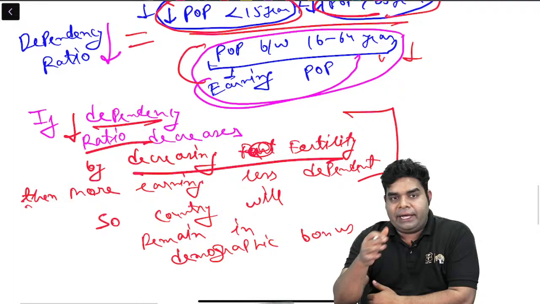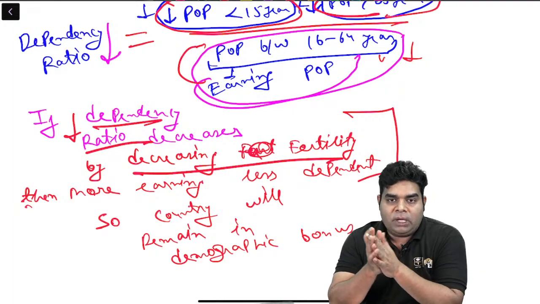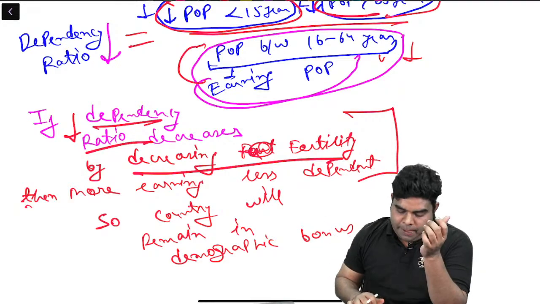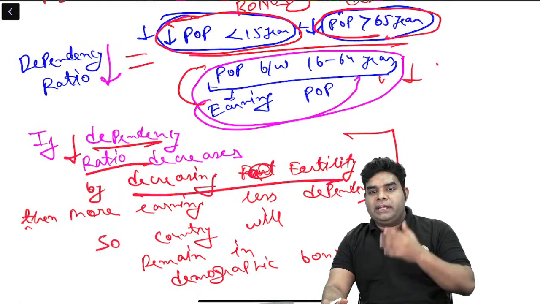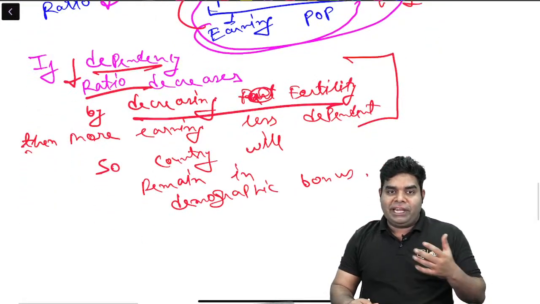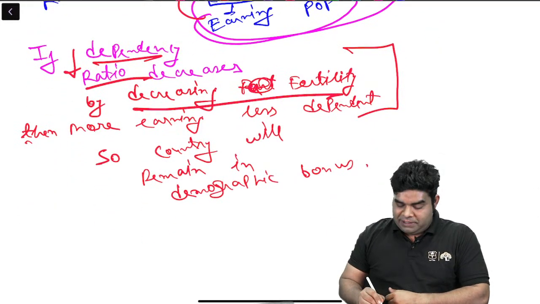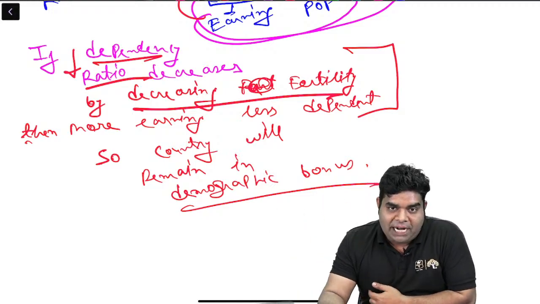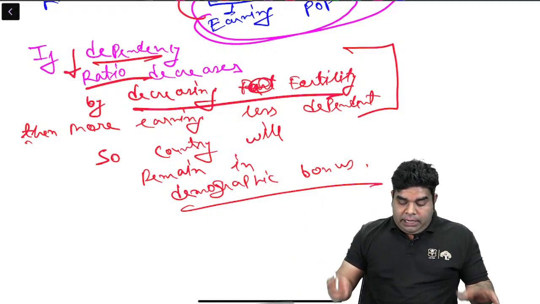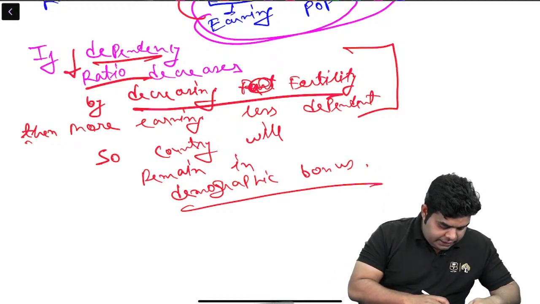Currently, right now, India is in this phase of demographic bonus. We have more people who are earning, less people who are dependent. For next 30-40 years, we have the capability that we can use this demographic bonus to make India a developed country. We can use that opportunity. Now, is there any other doubt in the group?